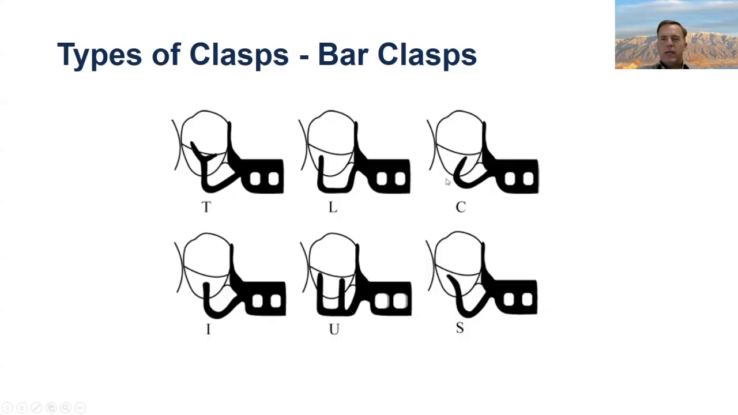So there's a few times that we can't use these. If the vestibule's too shallow, we can't use them. And if the teeth are labioverted a lot, we often won't be able to use them because there's so much undercut here, it winds up being a huge food trap. You notice I don't have an I-bar clasp on here.